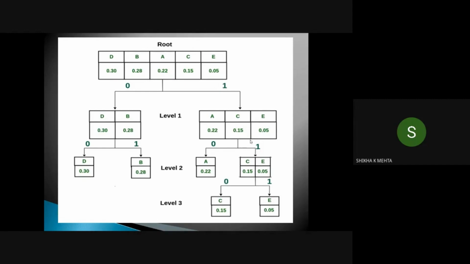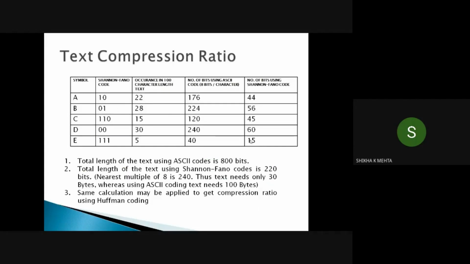So this is how we use Shannon Fano coding for creating the codes for data compression. Now, the question is how much memory we are able to save when using these techniques. If we have these symbols A, B, C, D, E, and we use Shannon Fano coding, let us say we generate these codes. Then the occurrences in a 100 character length text take this much space.